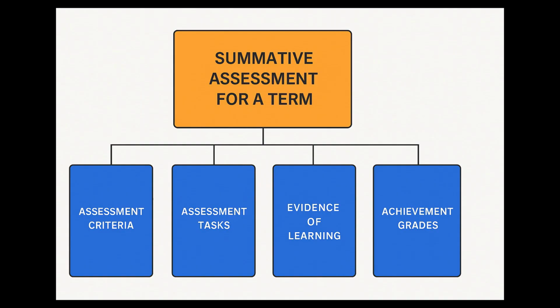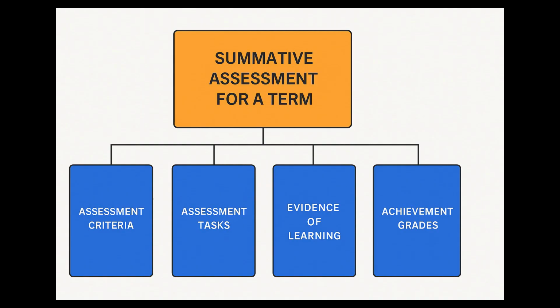At the top of the scheme, we see summative assessment for a term, the overall system used to measure students' academic performance based on specific criteria and evidence collected over time. The process is structured around four interrelated components: assessment criteria, assessment tasks, evidence of learning, and achievement grades. Let's begin with the first component, assessment criteria.